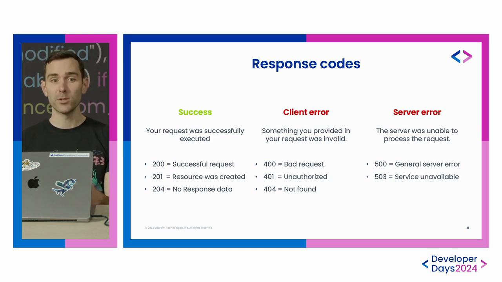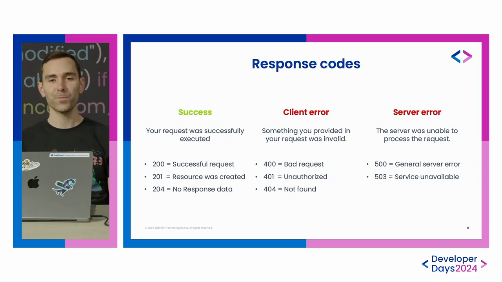Some other common ones are the 401 unauthorized. If you provide an invalid token or an expired token, typically you'll see a 401 unauthorized. And then another common one is a 404 not found. You may have visited a web page that no longer exists, and the web page returns a 404. That just means that the resource you're trying to access doesn't exist, so it's going to give you a 404.